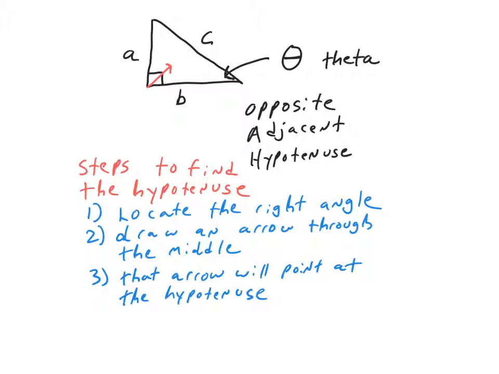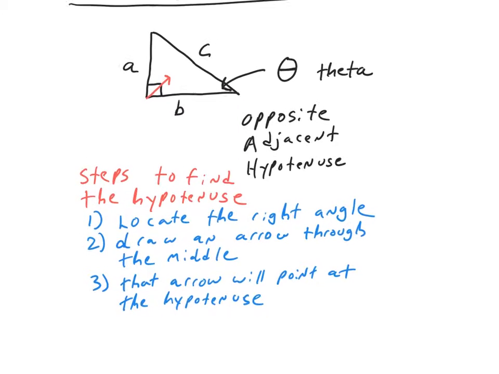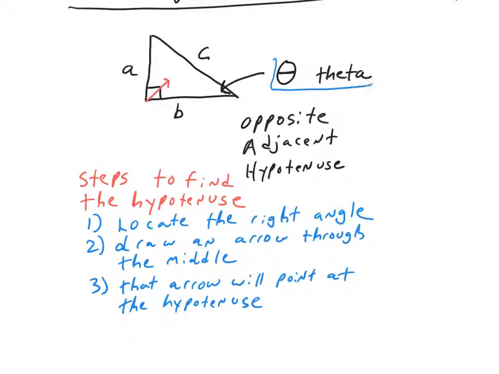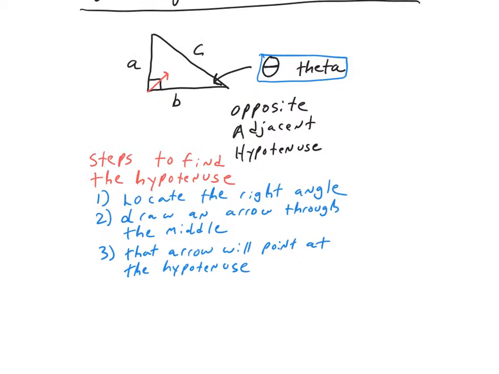The hypotenuse is the only side that does not depend on the angle that we're looking for or that we're talking about. So for this one, the hypotenuse is C, and then the adjacent and opposite are going to depend on this angle theta. All right, so let's do the opposite first.